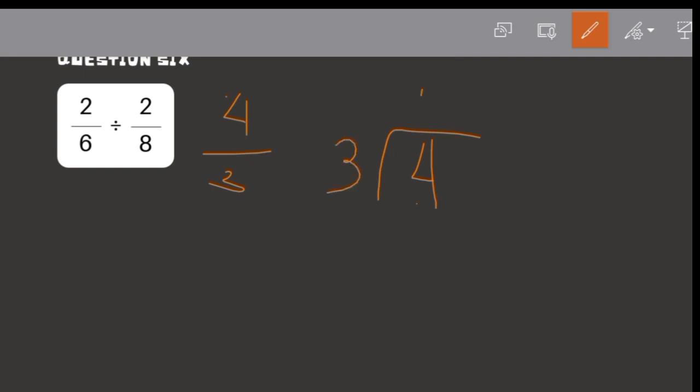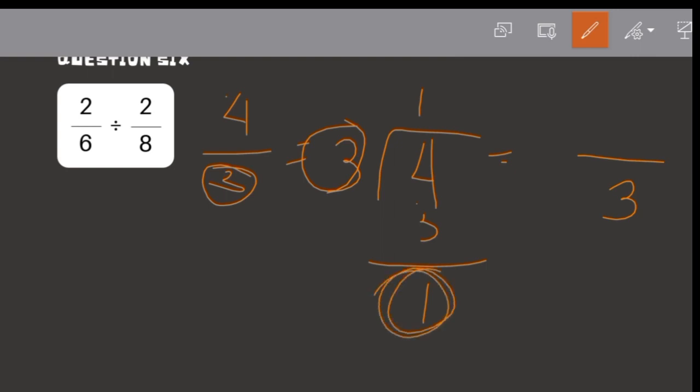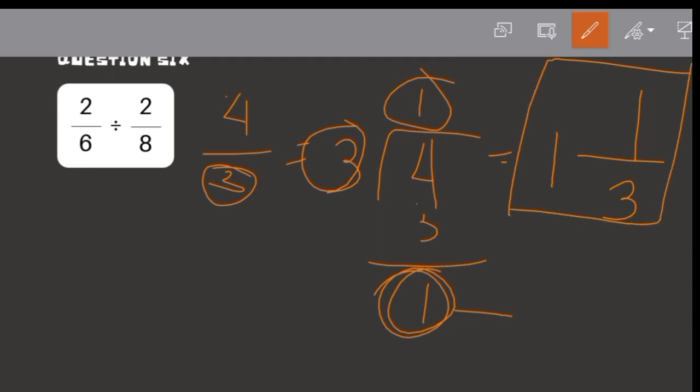4 divided by 3, there's only 1, 3, and 4, 3. Remainder will be 1. So our mixed number will be, well, our denominator will not change. It will always stay the same. Anyway, our remainder will be 1, so it is our numerator. And since our quotient is 1, it is our whole number. So this is the final answer: 1 and 1 over 3.